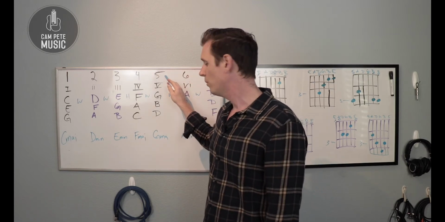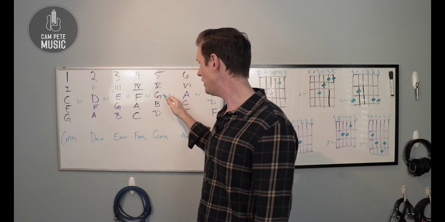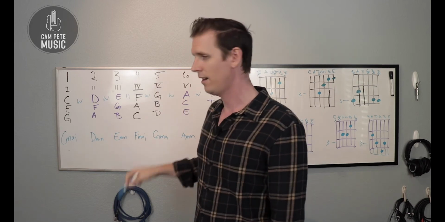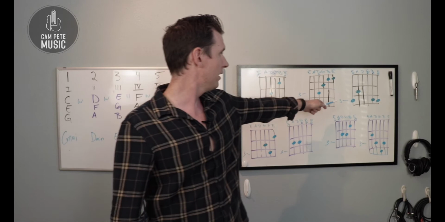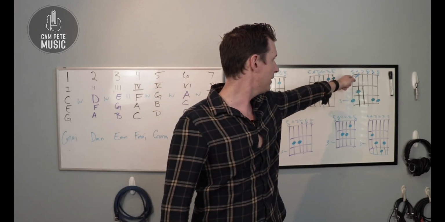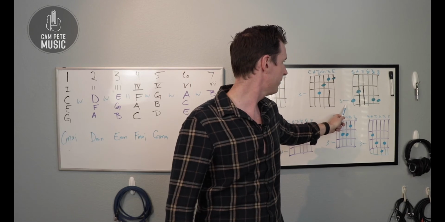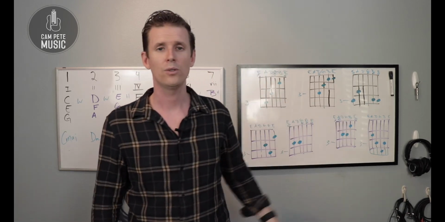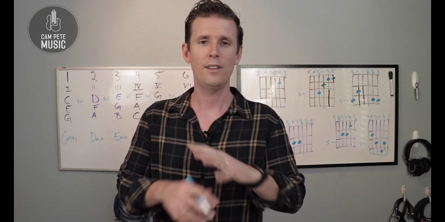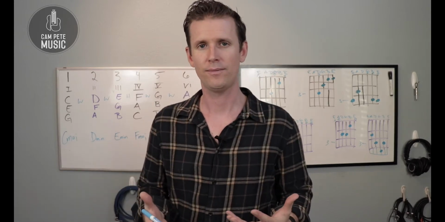5th note. When we stack thirds in the key of C, we got G, B, and D. If I play those on my guitar, G, B, D, here's another D and a G, so the 3rd fret. It's an open G major chord. The 5th chord of any major key is major.